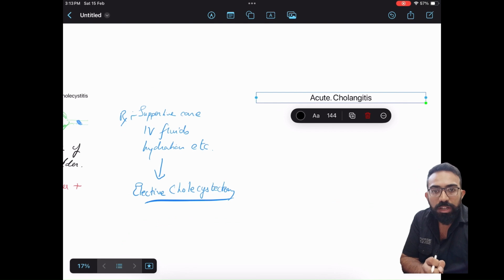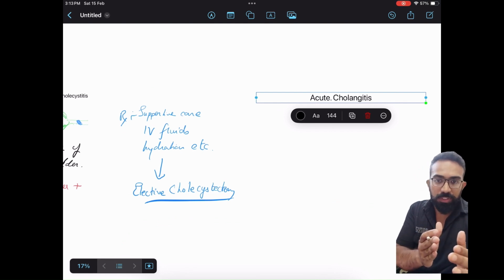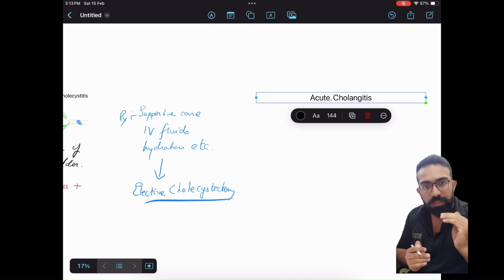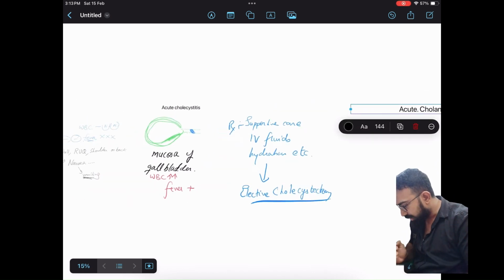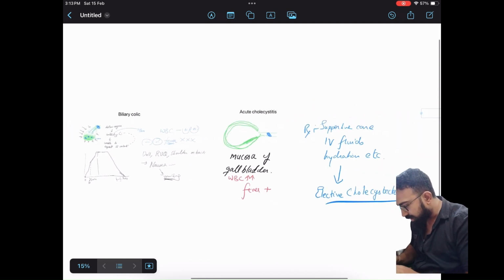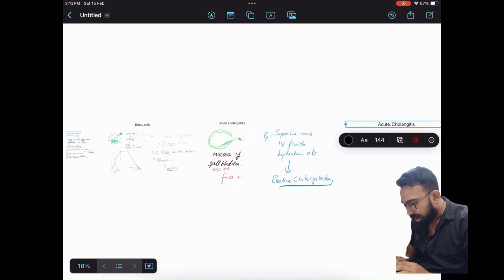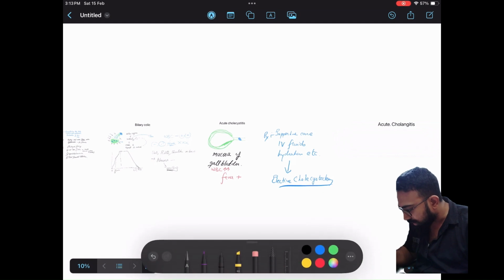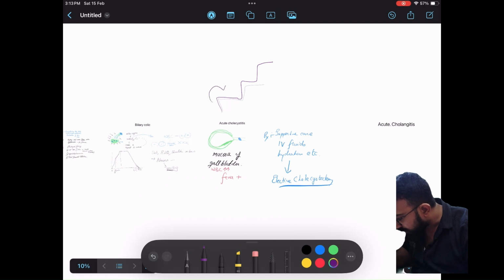Now let's come to a condition which is even more severe, the next step after acute cholecystitis. First we discussed biliary colic. After biliary colic, we discussed acute cholecystitis. If you have noticed, I am moving in a step ladder fashion like this. Slowly, I am increasing the severity.